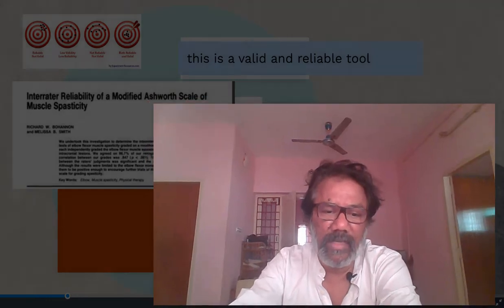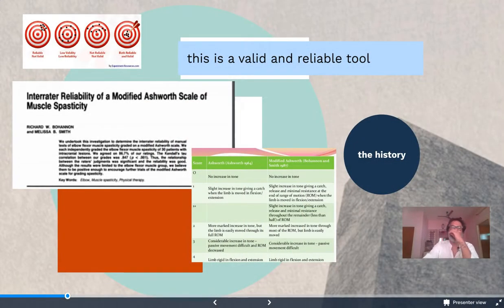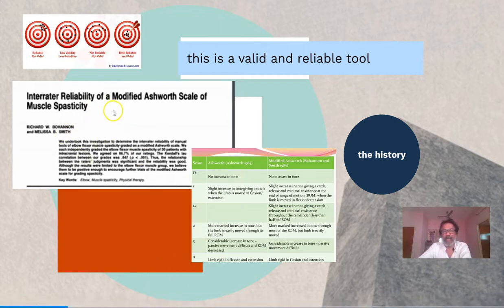Now, as you know, traditionally the Ashworth scale was a 4-point scale, right? 0, 1, 2, 3, 4. And in the 80s, Bohannon and his colleague made a small modification to it so that they could do research, and then they studied the reliability of it also, right, whether it is a reliable tool or not. This is the article which started it all, right.